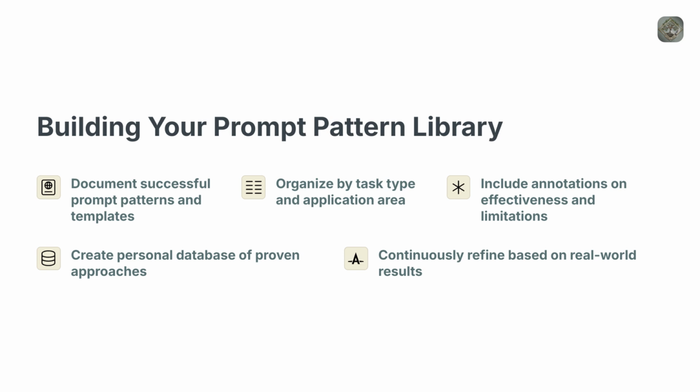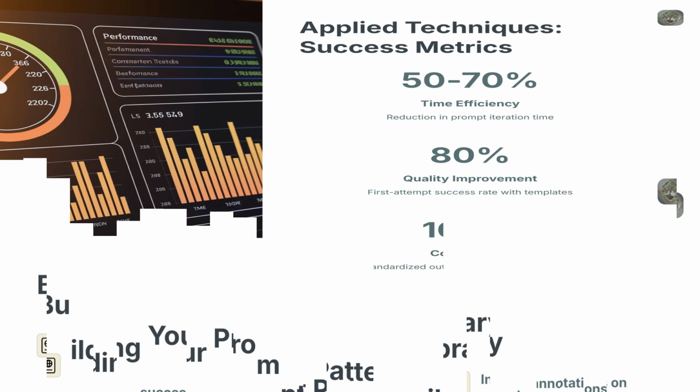Think of this as your personal cookbook of prompt recipes that you know work well. Your library becomes more valuable over time as you continue refining based on real-world results. This cumulative approach accelerates your productivity and ensures consistent quality across all your AI interactions.